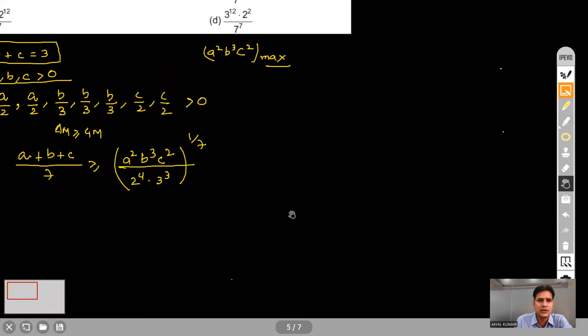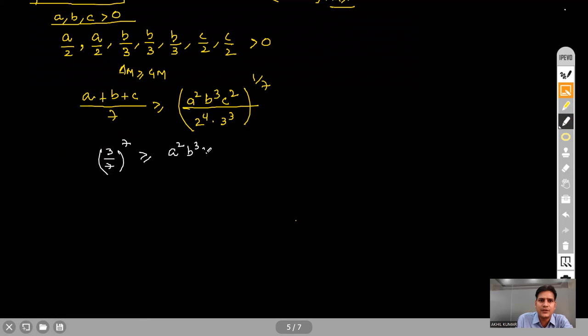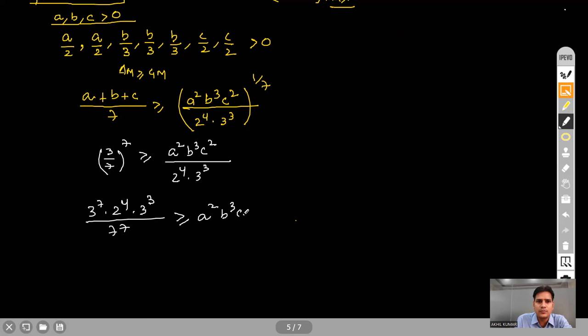So now putting the value of A plus B plus C here, we will get 3 upon 7. Let's raise it to power 7. So 3 upon 7 whole to the power 7 will be equal to A square, B cube, C square upon 2 raised to power 4 into 3 raised to power 3. So it will become 3 raised to power 7 into 2 raised to power 4 into 3 raised to power 3 divided upon 7 raised to power 7. This value will always be greater than or equal to A square B cube C square.